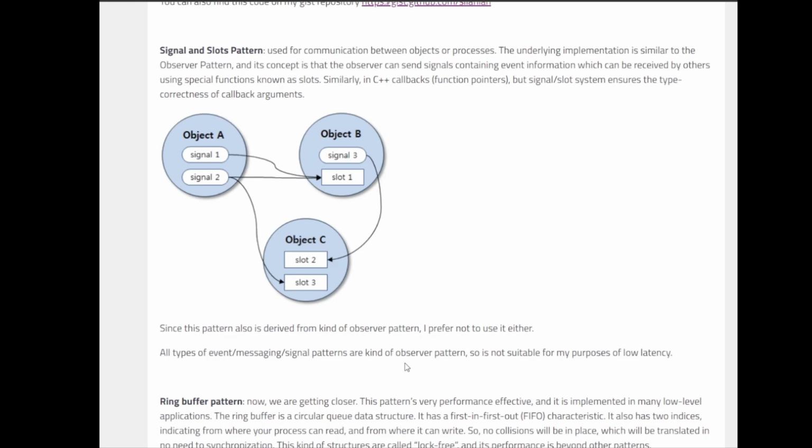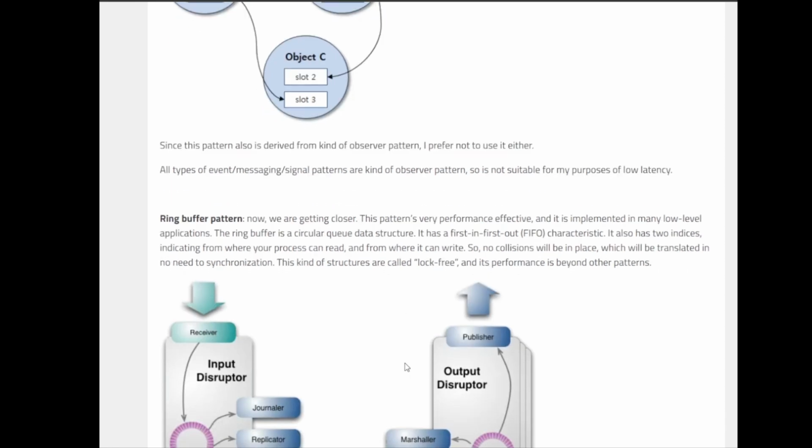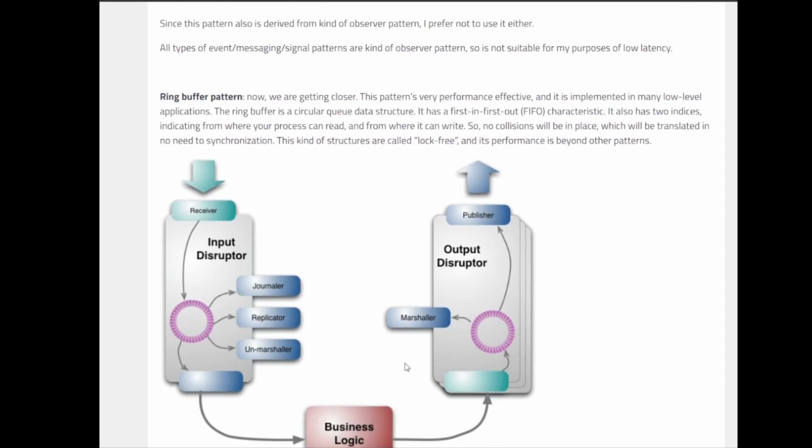The observer pattern is a good thing, but when we are trying to have as low latency as possible, in general, we can have much better design patterns. One of those patterns is the ring buffer pattern. In this, we have the ring buffer as a circular queue data structure, and through the circular queue we get the first in, first out characteristic, similar to what we have in a queue.